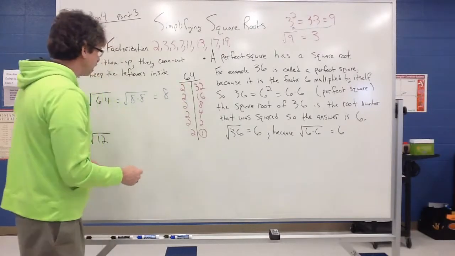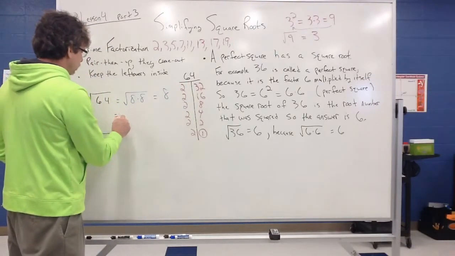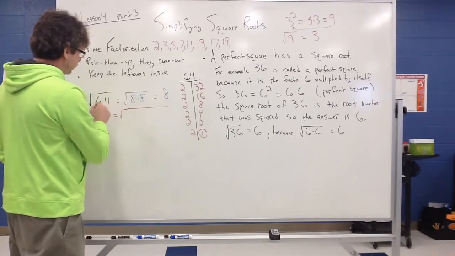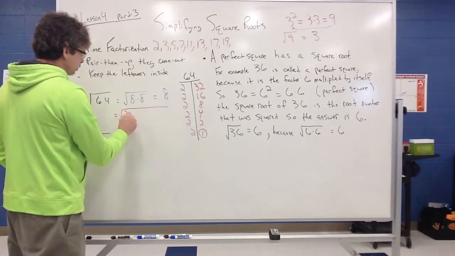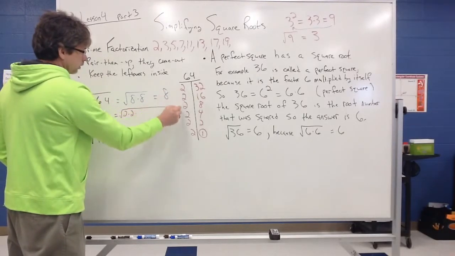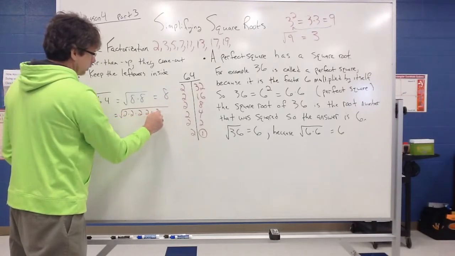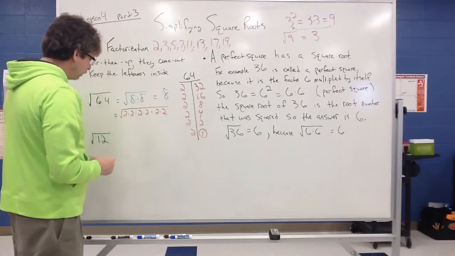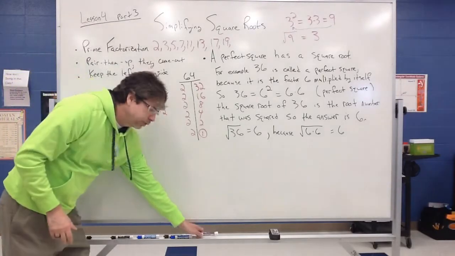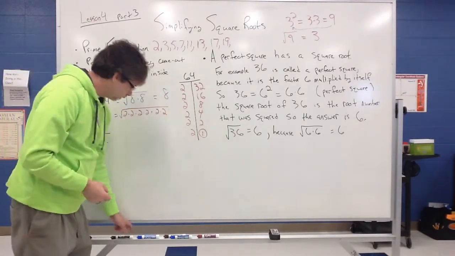So 64 is made up of a bunch of 2's. So another way to do this problem is I could write this 64 down as a bunch of 2's. 2 times 2, 2 times 2, and 2 times 2. So what we're seeing here with 64 is it's made up of a bunch of 2's.